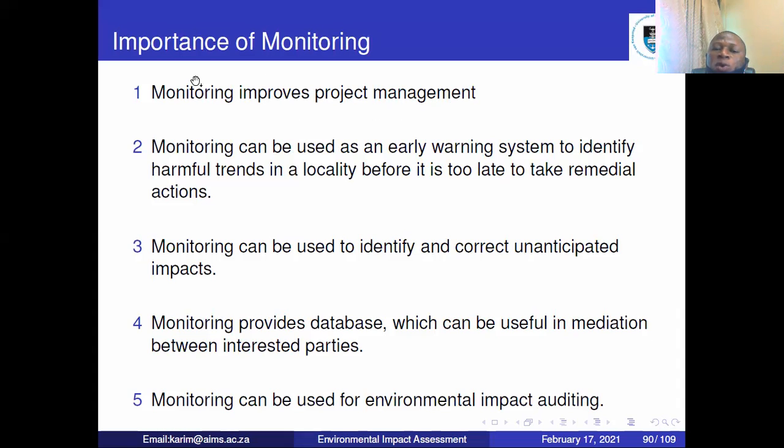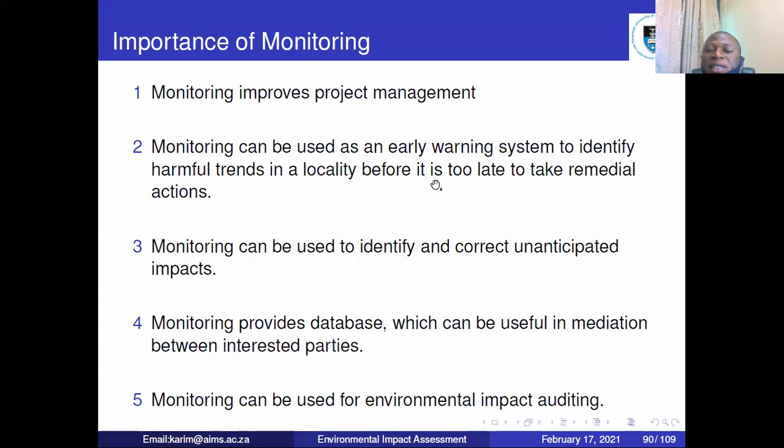Monitoring will improve project management. Once you monitor, you are able to tell people, oh, do this. This thing is not working. You have to do this. But if you don't monitor, they may see them, but they won't act. But the moment you monitor and you advise them, hey, this thing is not going well, please rectify that, you will see that they will have no choice than to do the rectification, because you have identified it and you inform them.